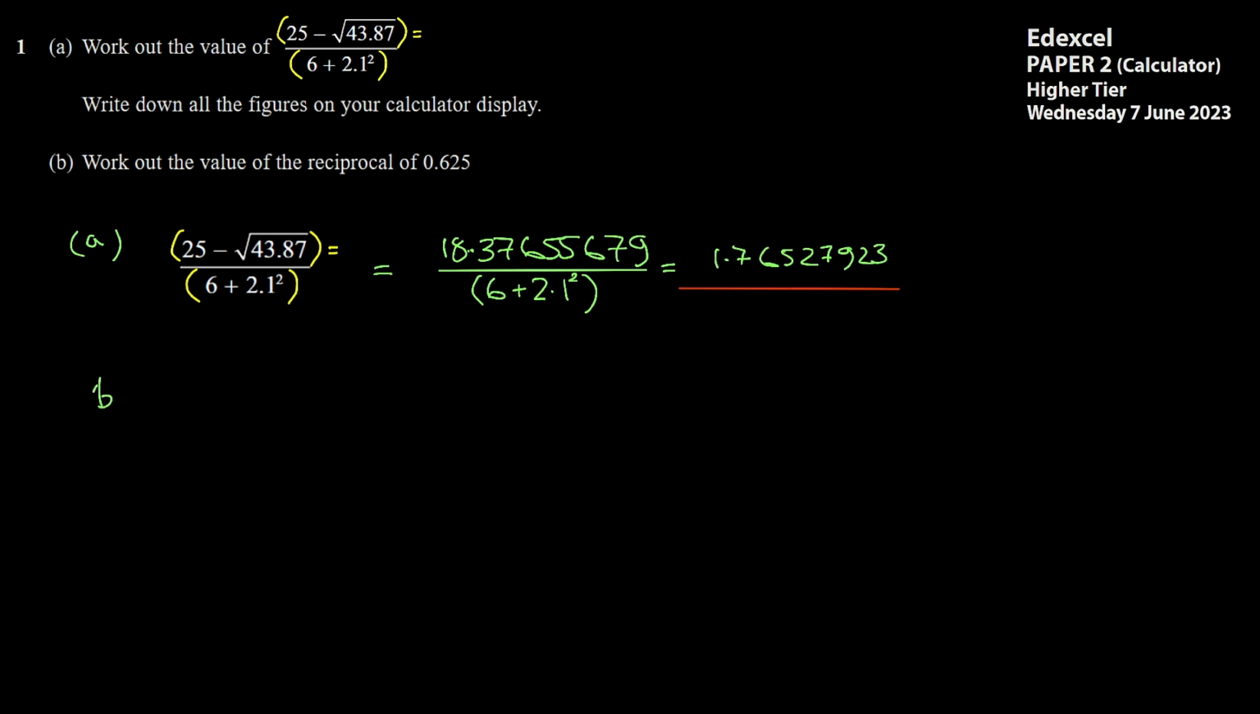Okay, now part B, and we're asked for the reciprocal of 0.625. And if you put that into a calculator, you get the answer of 8 over 5, or 1.6 if you need it in a decimal form. And that's the answer to part B.